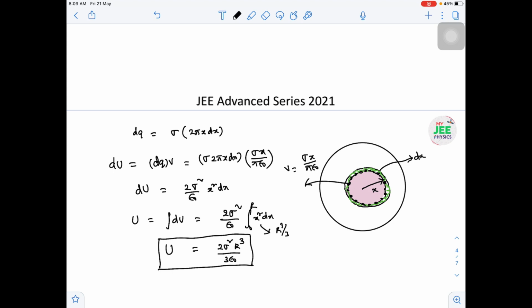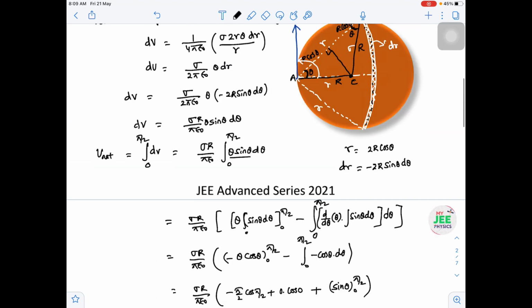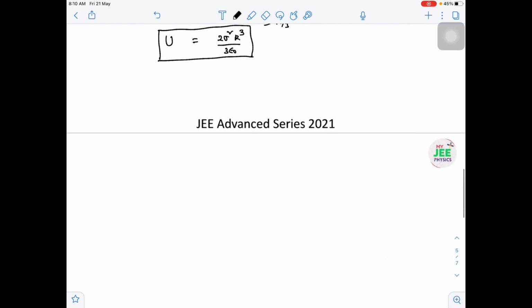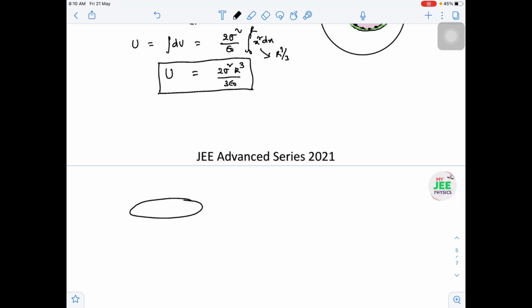Okay, so how do we solve our question? What is our task? Our task is to find out the work done in expanding the disk from radius R to radius 2R. So see how we'll solve this part. First I'm taking the disk of radius R, which is having charge density sigma. Then what is the initial energy of the disk? Initial energy of the disk is 2 sigma square R cube by 3 epsilon naught. Now the disk radius became 2R. See, this is the one place where I think you might have made a mistake.